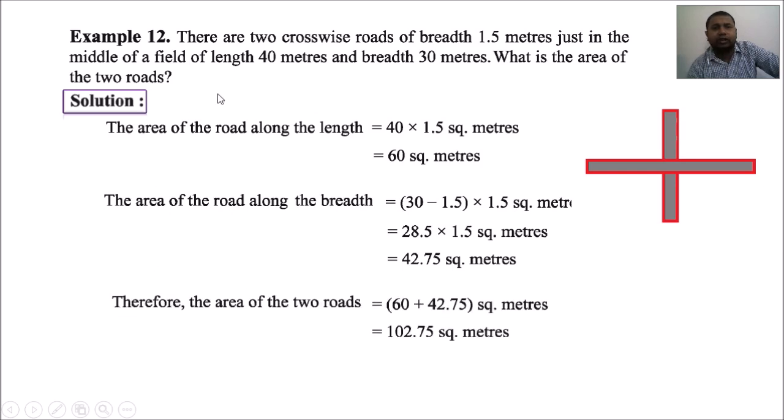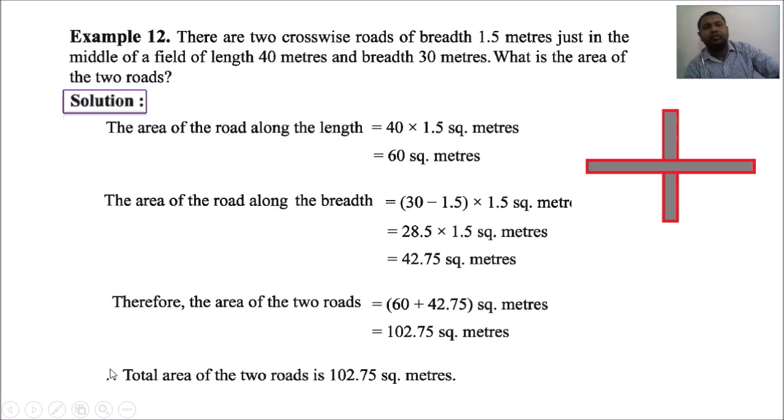So here I have found the area of this road and this road. The question asks for the area of the two roads, so I have to add them. The total area of these two roads is 60 square meters from here and 42.75 square meters from here. I just added these two areas and I got this. So this is our answer. I hope you understand the maths here. Example number 12 is in your book, so I think you can understand this one.